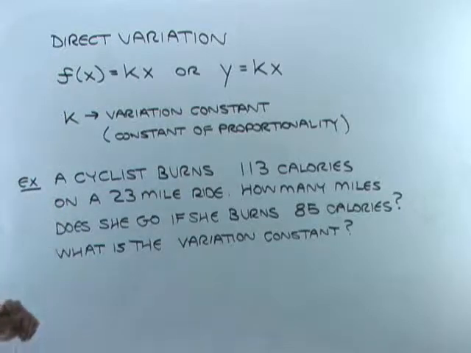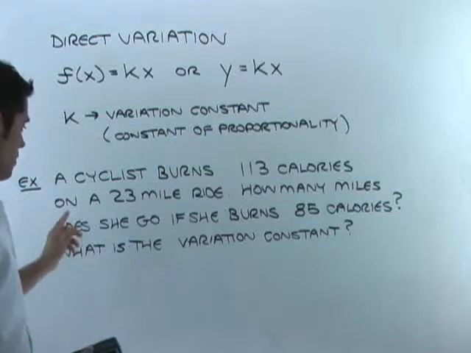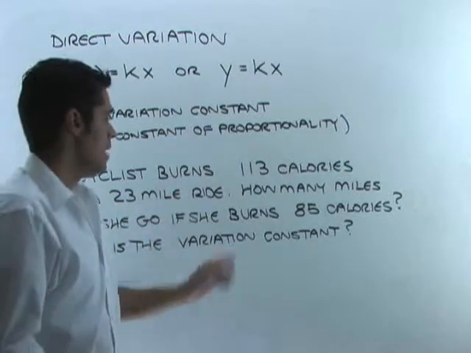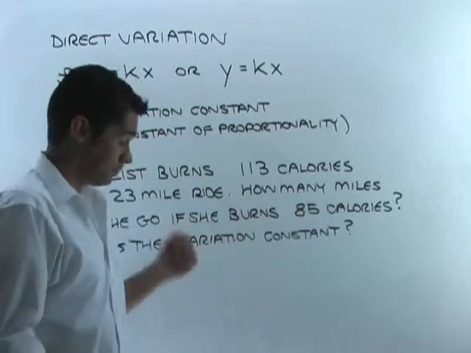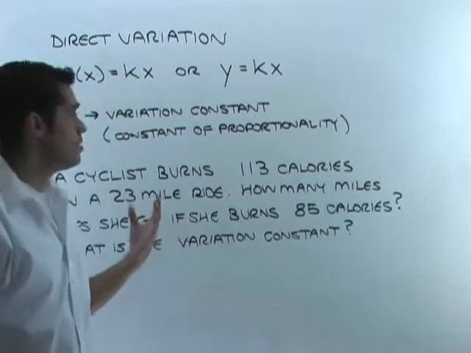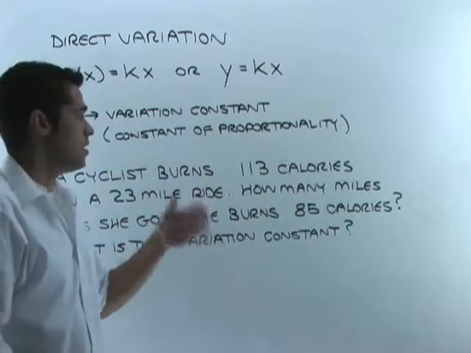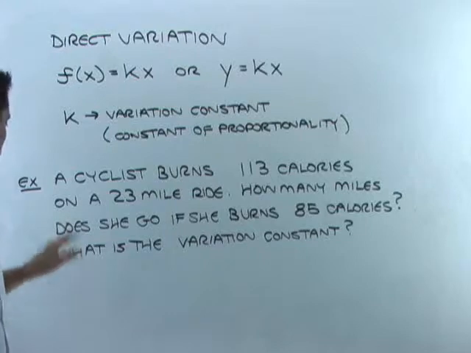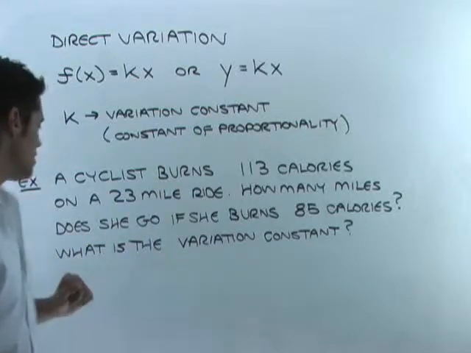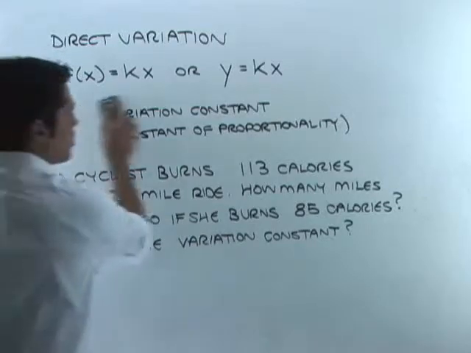So let's look at an example. A cyclist burns 113 calories on a 23-mile ride. How many miles does she go if she burns 85 calories? Now here we're assuming that there's a direct variation between the number of miles that she goes and the number of calories she burns. So the two questions are how many miles does she go, and then what is the variation constant? So let's go ahead and work this problem.